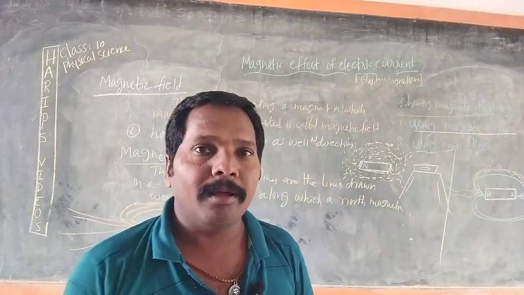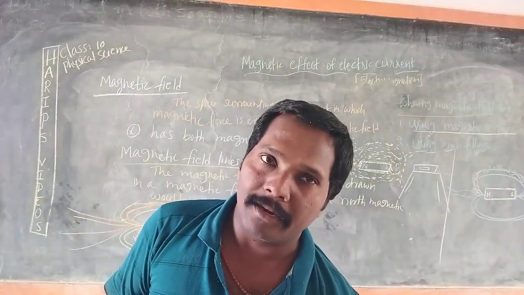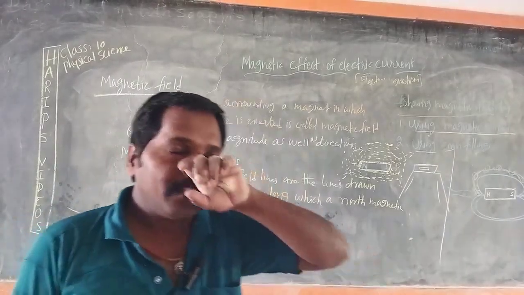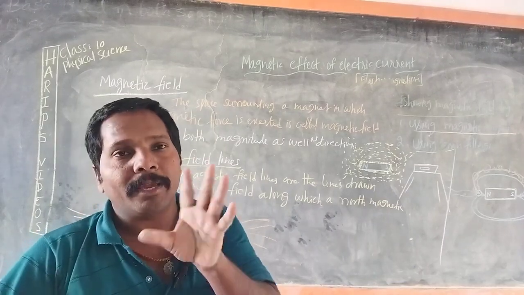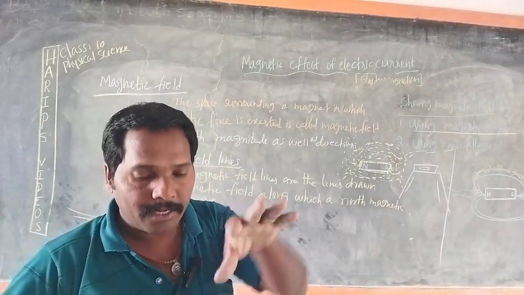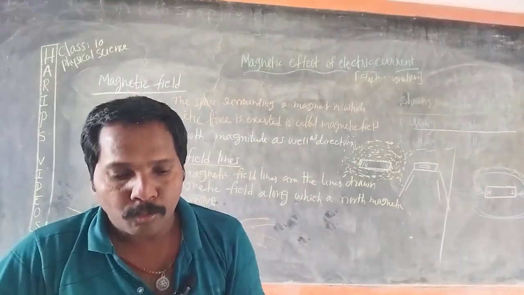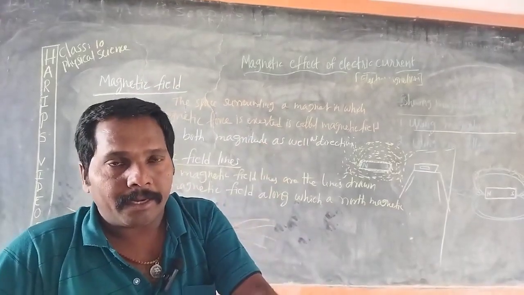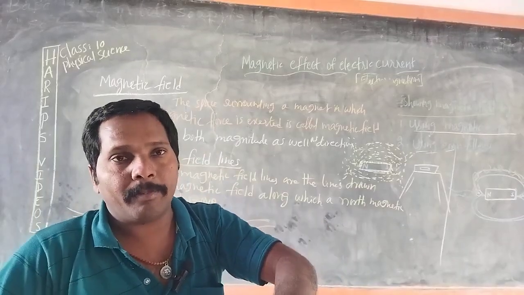With a simple explanation, you cannot understand. By doing the activity or the experiment, you can understand well. But here I am telling you: take a bar magnet, place it on the table, spread a paper and place the magnet on the paper.